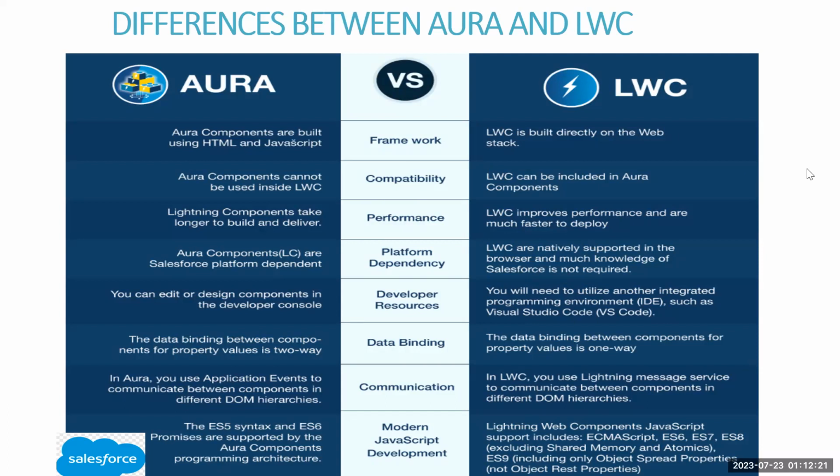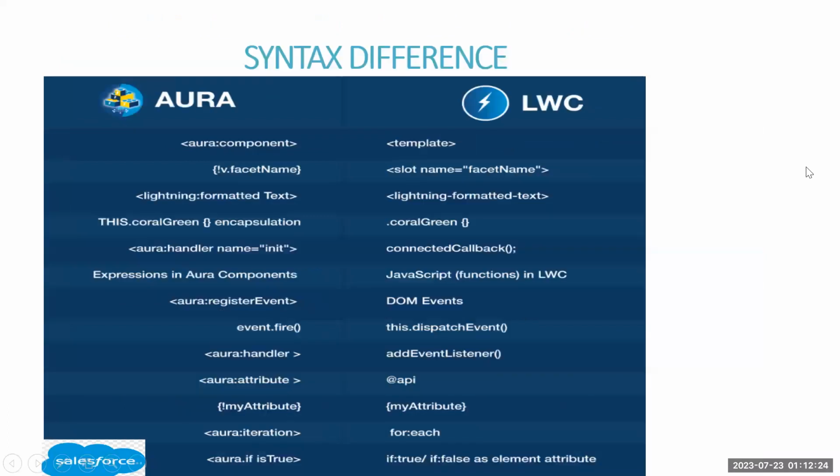Then another, syntax differences. Okay, syntax differences: in the Aura component, you need to call aura in angle brackets, aura colon component, but in LWC just template only. Okay, and when you bind any variable, you need to use curly braces, then an exclamation sign, like v dot facet name. Facet name is basically any variable, but in LWC you can use a slot name also.